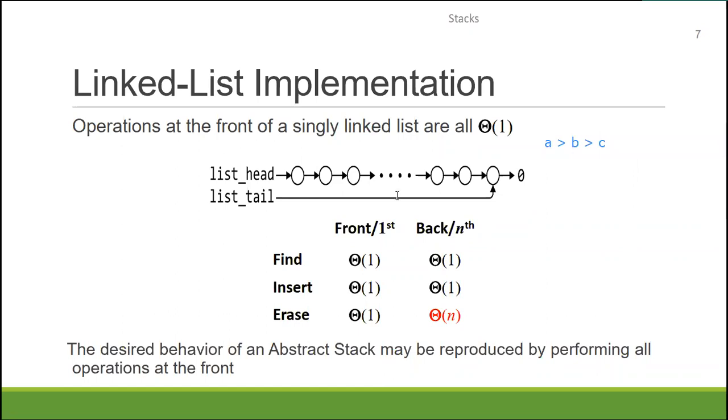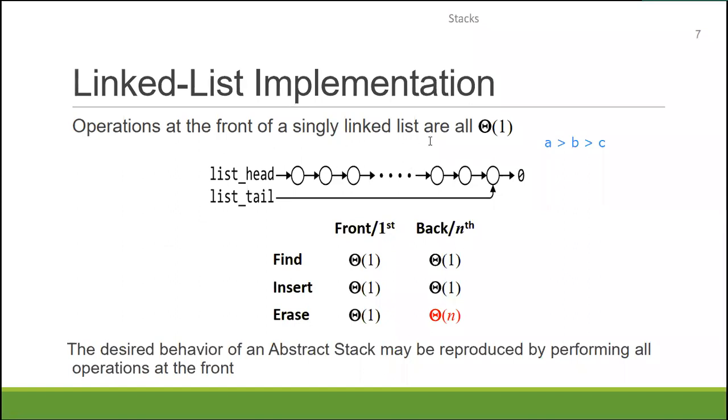Now, if you want to find an element from the linked list, the find operation will take complexity of order of 1. Insert operation will also take order of 1, but erase operation will take from the front of it order of 1, from the end of it order of 1. Now we have to understand that, given I have this linked list A, B, C for the stack, why the find operation is only order of 1.